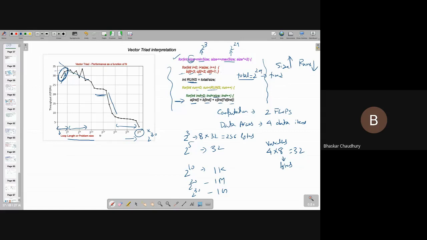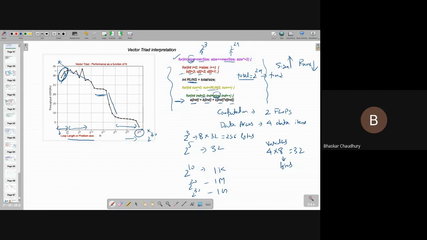Because see, here you have 2 loops. When your size is small, 2 to the power 5, it uses caches. The first time it brings in the whole block, and then 2 raised to 30 minus 2 raised to 27 times it uses the same memory. So the throughput is high. No, throughput is not high. I mean, it should have started from here with that interpretation.